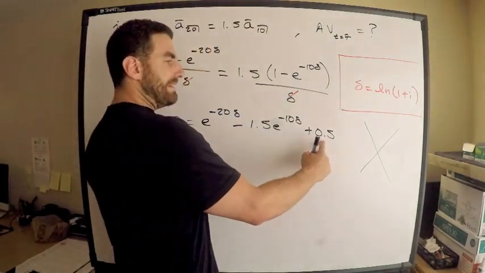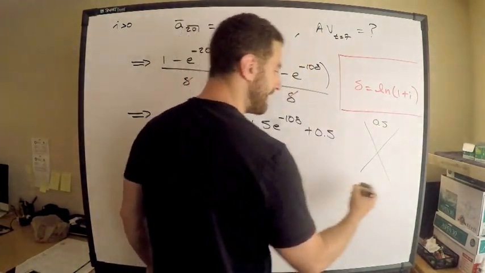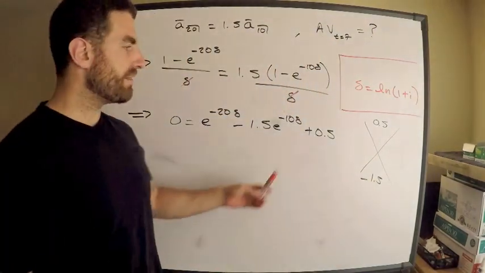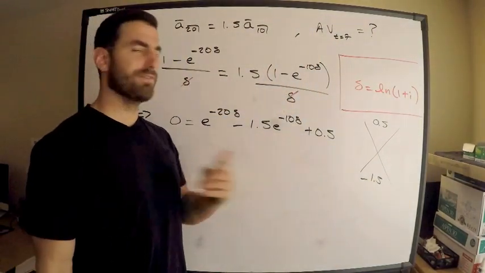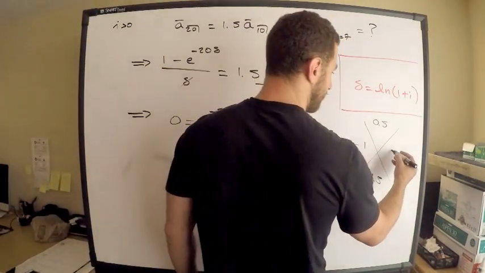A times c is 0.5, and b is negative 1.5. So I'm looking for two numbers which multiply to be 0.5 and add to be negative 1.5. Well, this is negative 1 and negative 0.5.